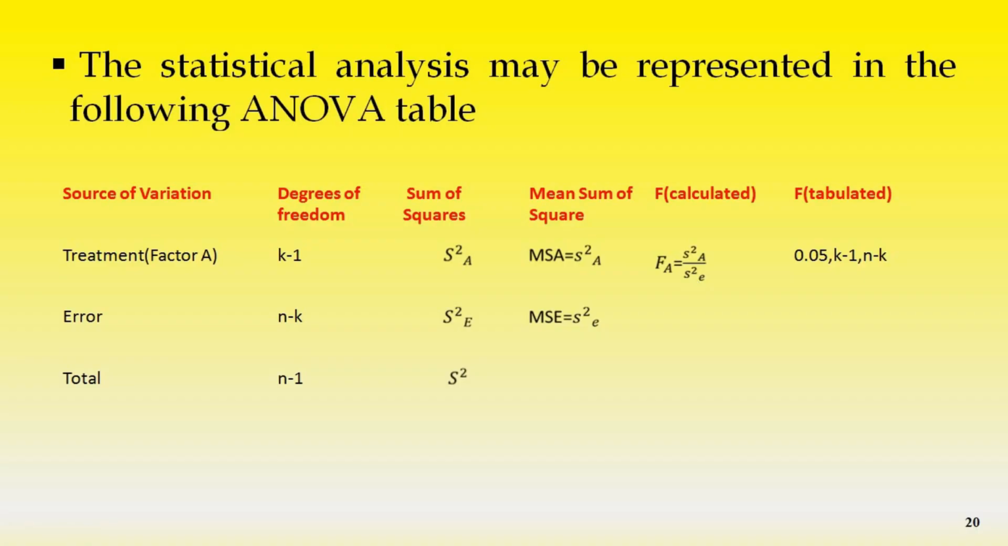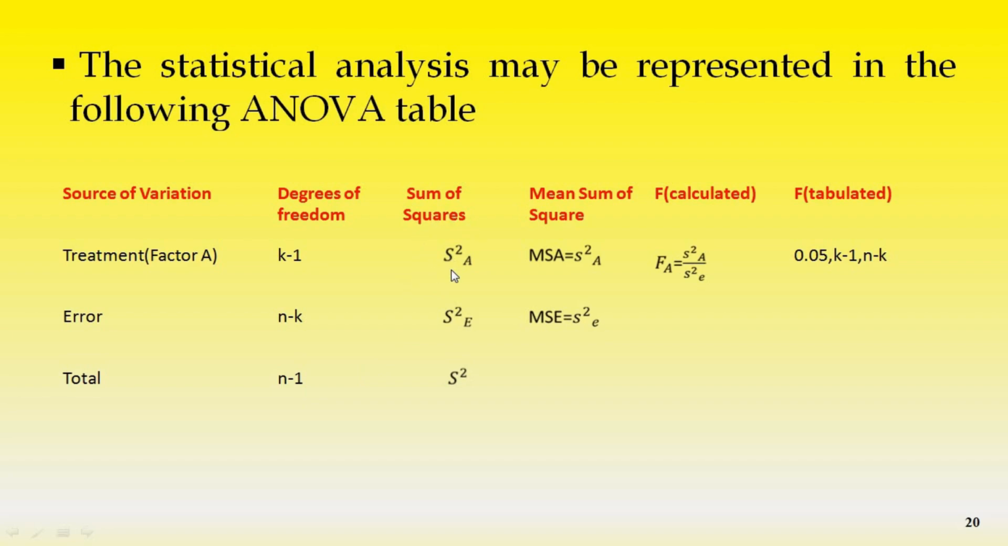Now after doing our statistical analysis, we get our ANOVA table. Here you see in the first column source of variation, in the second column degrees of freedom, third column sum of squares, fourth column mean sum of squares, fifth column F calculated, and in the sixth column F tabulated, which means the tabulated value of F. Here we have considered treatment, that means factor A, then error, then total. The degrees of freedom for treatment or factor A is k minus 1, for error n minus k, and for total n minus 1.